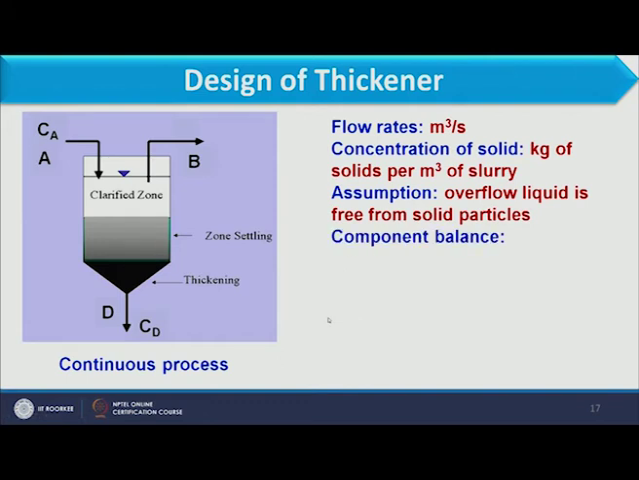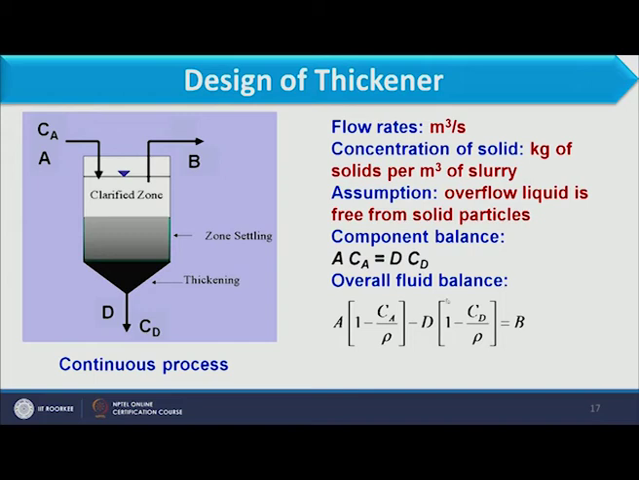Now make the balance over here. First of all we go for the component balance. In component balance, A Ca equal to D Cd. It means volumetric flow of A into concentration of A, that is Ca, equal to volumetric flow of underflow, or we can call it outlet stream also, and its concentration Cd. Because B is free from the solid, B will not be considered in component balance.